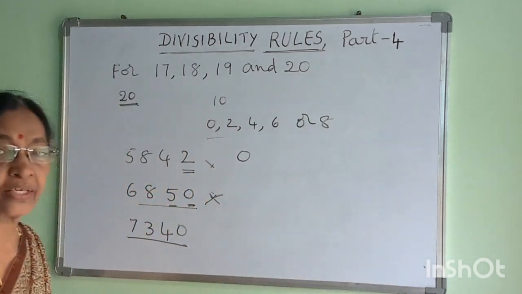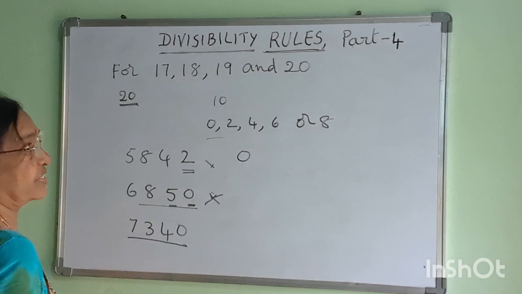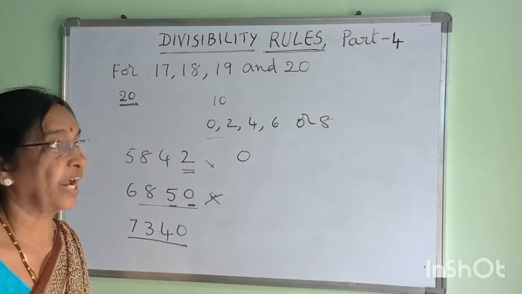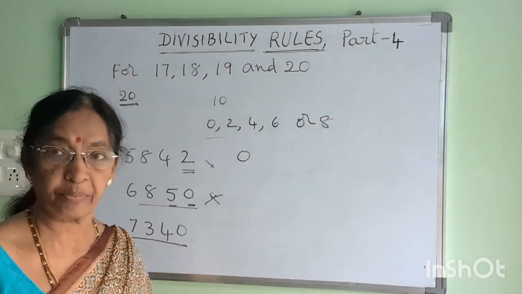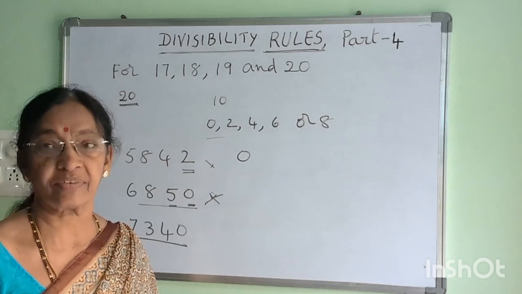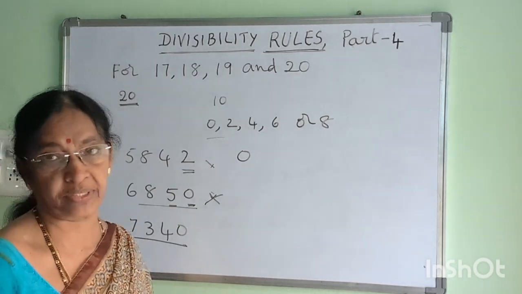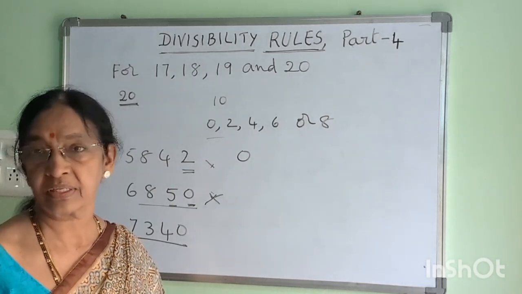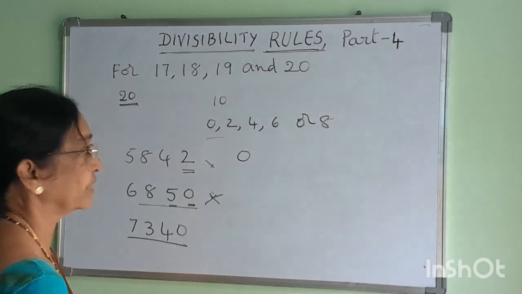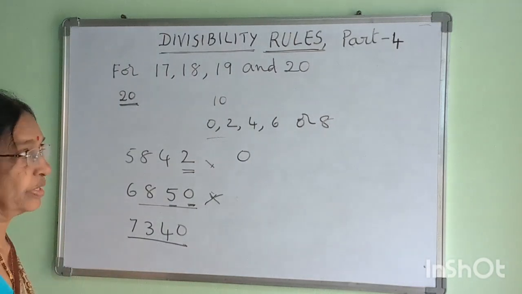So these are the divisibility tests for 17, 18, 19 and 20. Take some numbers and check whether they are divisible by these numbers and cross check with the calculator. Then you will remember the rules perfectly.